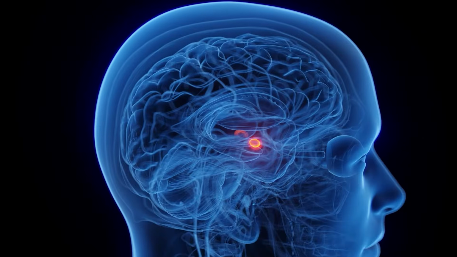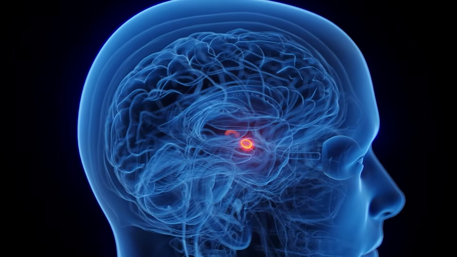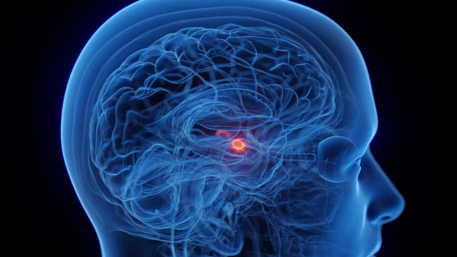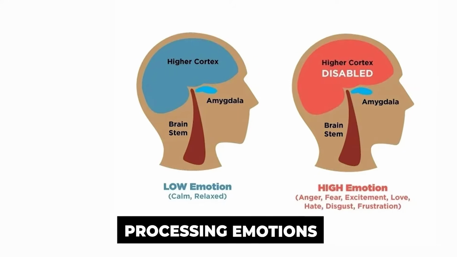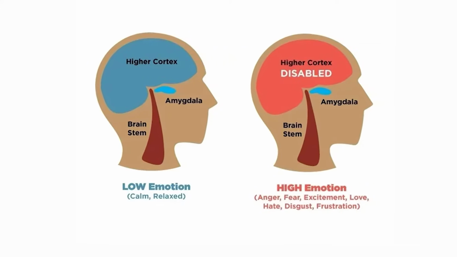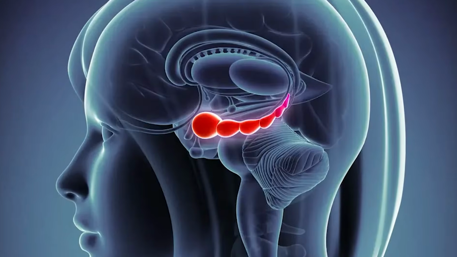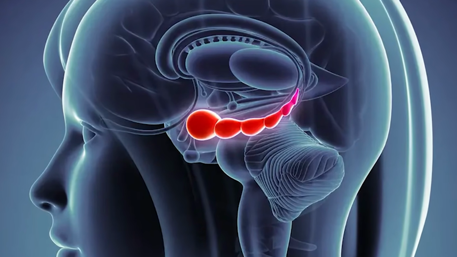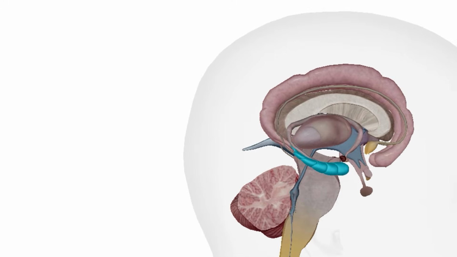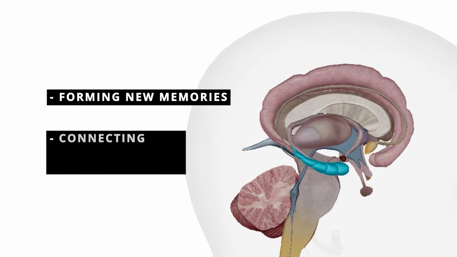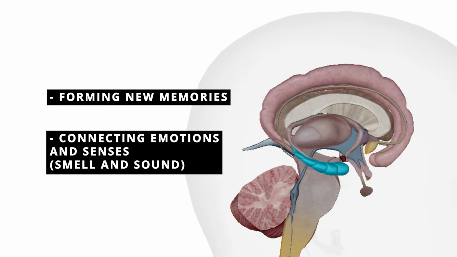A small, almond-shaped set of neurons located deep within the brain's medial temporal lobe. It's key in processing emotions, especially those related to fear and pleasure. Hippocampus. Located in the medial temporal lobe, the hippocampus plays a critical role in forming new memories and connecting emotions and senses, such as smell and sound, to memories.